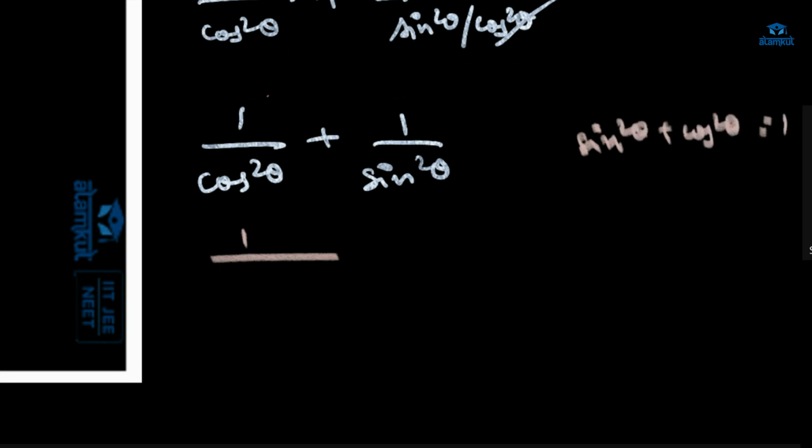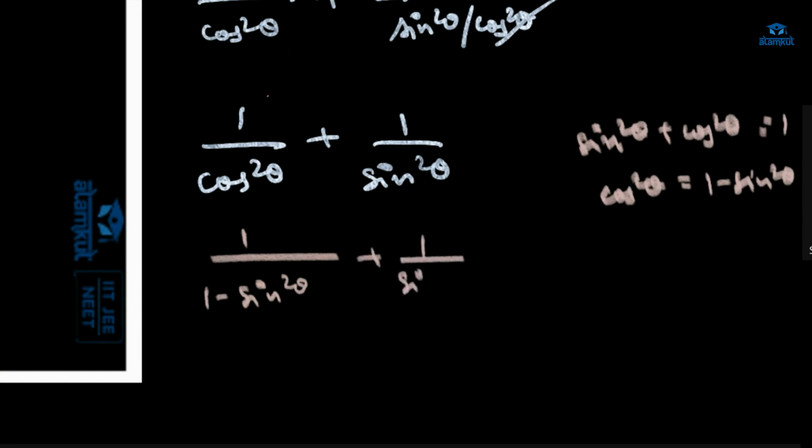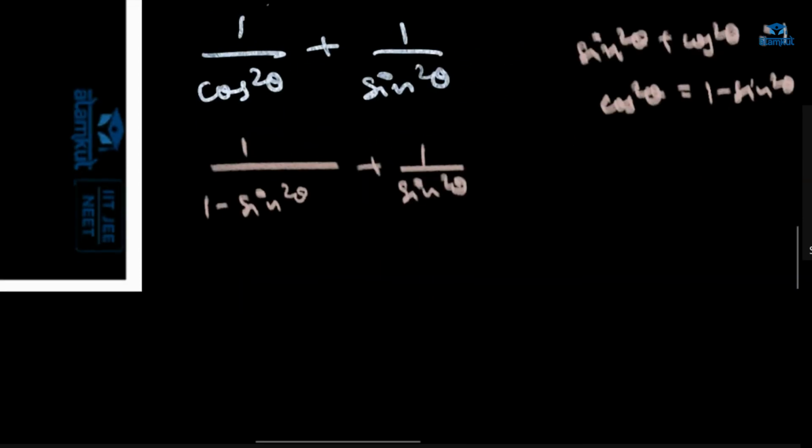Yes, ma'am. So we have to write cos theta in terms of sine theta. So what are we going to write? Cos square theta is equal to 1 minus sine square theta, isn't it? Yes, ma'am. Okay. Now I got it. So 1 upon 1 minus sine square theta plus 1 upon sine square theta. Now what to do?